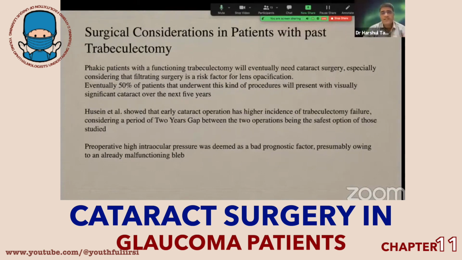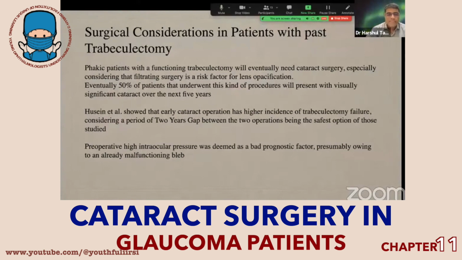If you look at the surgical considerations in patients who have undergone past trabeculectomy, we all know that in patients with a functioning trabeculectomy, almost 50% develop significant cataract over the next 5 years and require cataract surgery. Hussain et al. have shown that early cataract surgery has a high incidence of bleb failure. So we should consider a gap of 2 years between the two operations, which is the safest option for these patients.